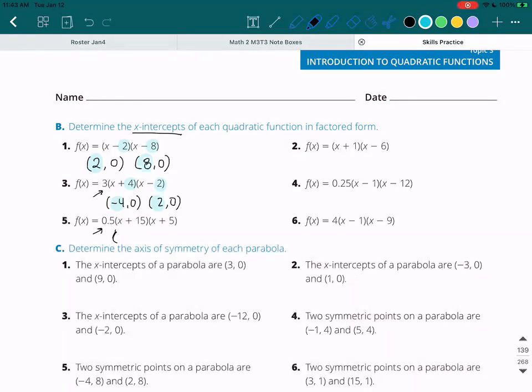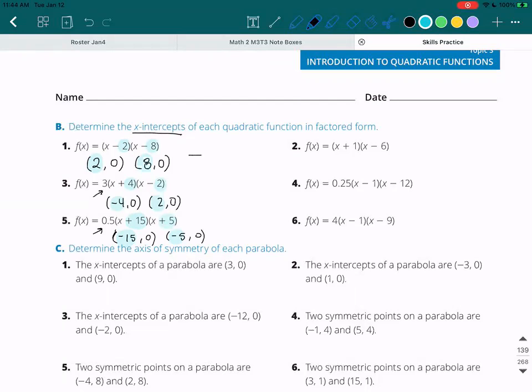You want to do the opposite symbol of whatever appears. So if it says plus 15, then you make this a negative 15. If it says x plus 5, then you make it a negative 5. So you just flip the symbol of whatever you have in the equation. So once again, the negative 15 came because we have a plus 15 over here, and the negative 5 came because we have a plus 5 over here.